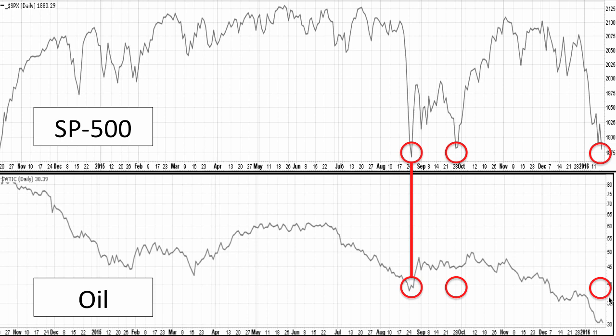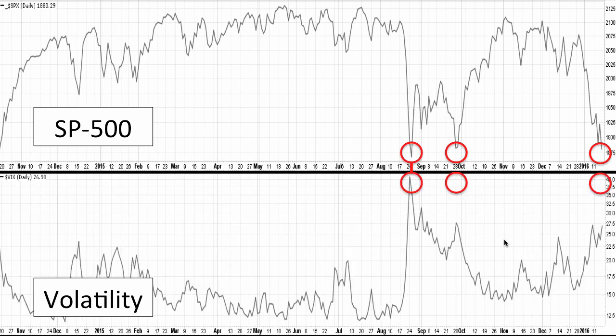to export a lot of oil around the world. But I would say it's more negative than not. The third price chart I want to compare the S&P's bottoming 3 points to is the volatility index, the VIX.